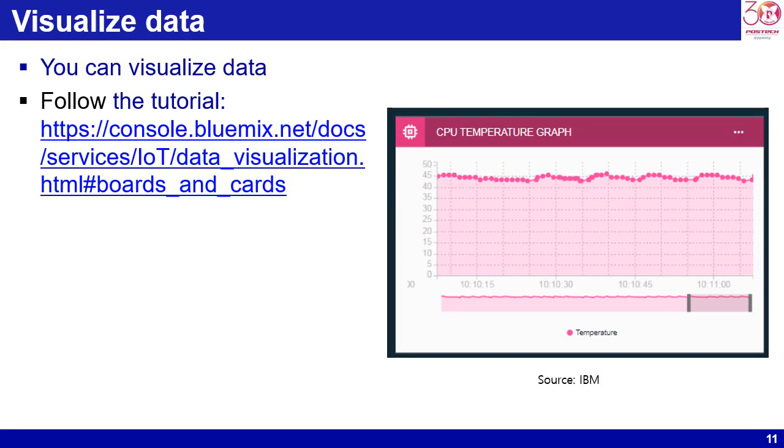By using boards and cards, you can graphically visualize dataset values from one or more devices to provide a quick overview and enhance understanding of the data. Create boards and add cards that display the data as raw numbers, real-time graphs, gauges, and more. Please follow the tutorial given in the URL.